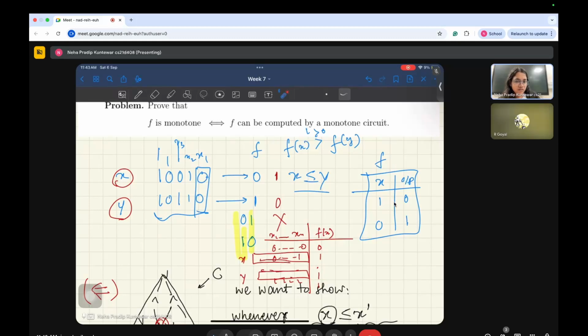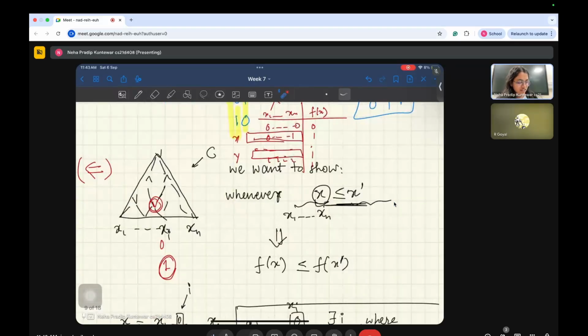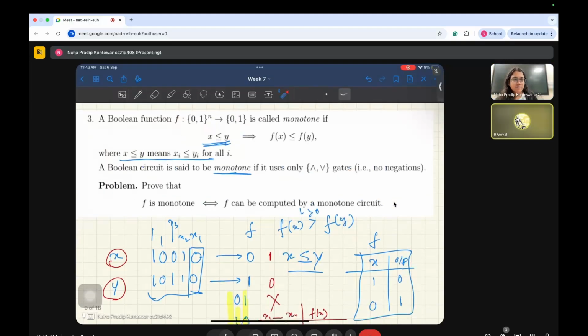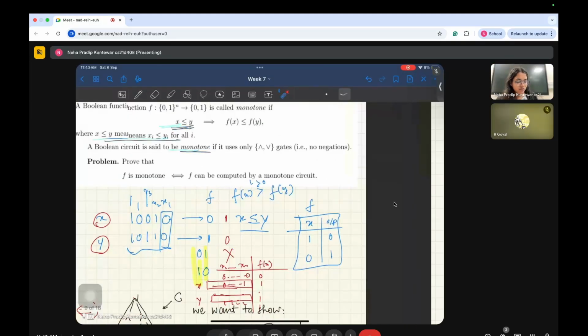This is what we were saying. Now the problem is that this y is kind of confusing, so that's why I was trying to use this x prime later.